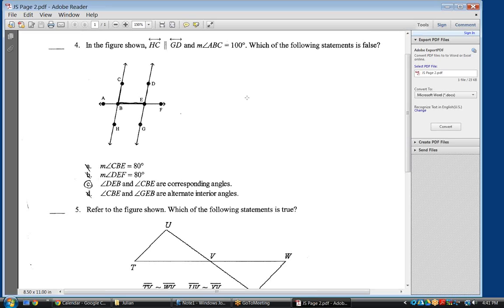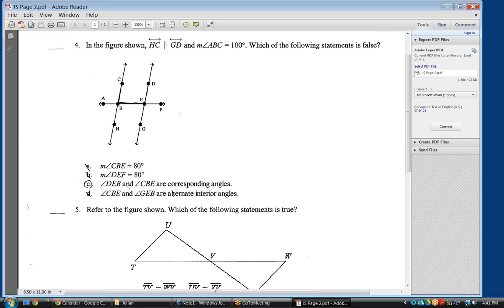So which of the following statements is false? Let's examine them. Oh, you already answered this one. Is this your stuff down here? Yeah, I did that. I don't know if it's right or not. CBE is 80. That's correct because it's supplemental. DEF is 80 because it's acute, which means it's equal to every other acute angle you see here.